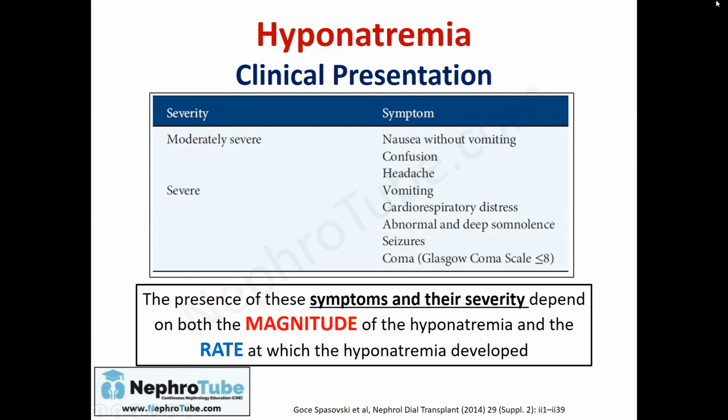The presentation being moderately severe or severe depends on the magnitude and rate of hyponatremia. As we will discuss later, the magnitude, how much the sodium decreased, and the rate, how rapidly the sodium decreased, will affect the severity of the symptoms. The greater the magnitude and the higher the rate of hyponatremia, the more severe the symptoms.